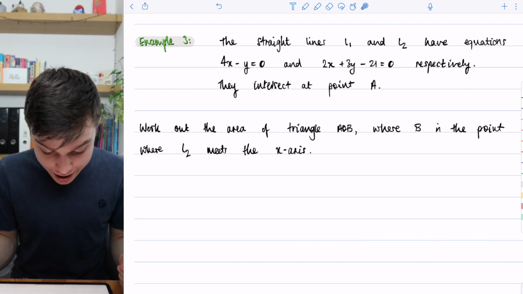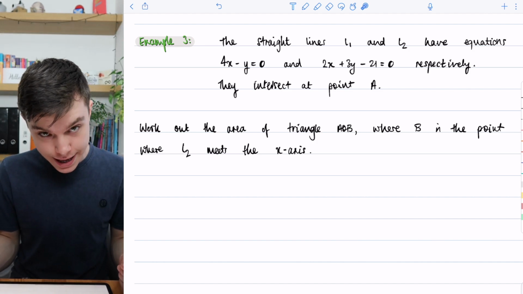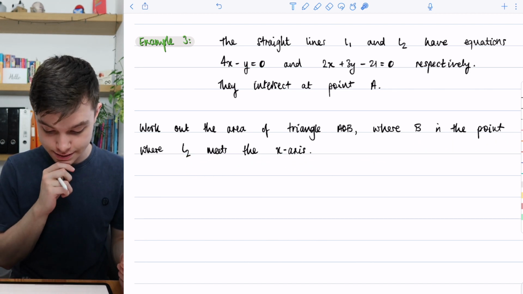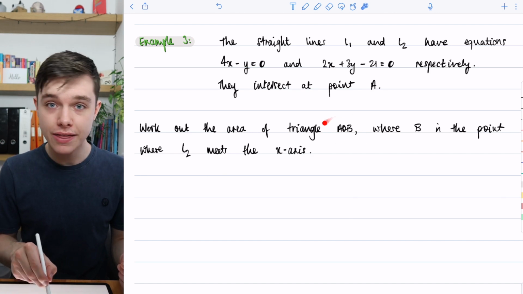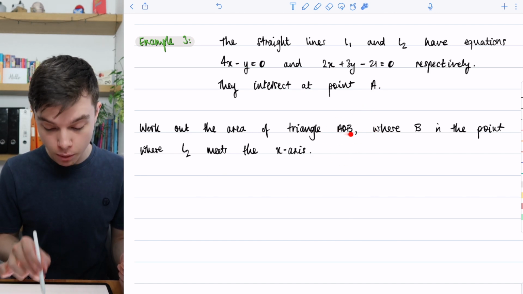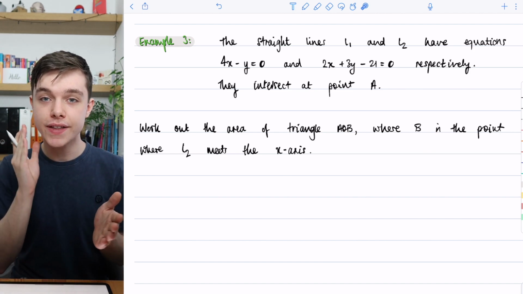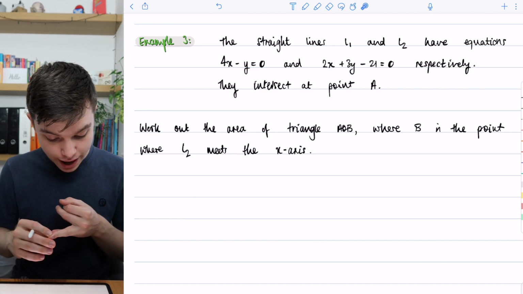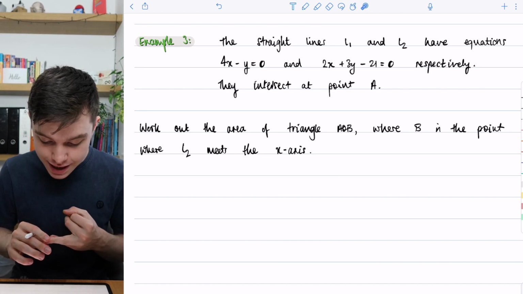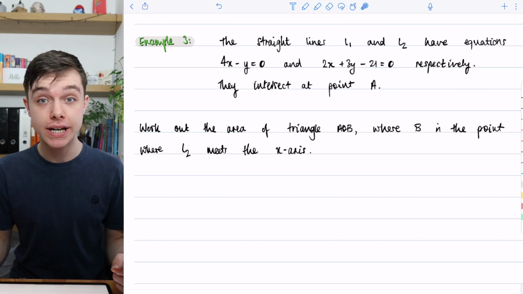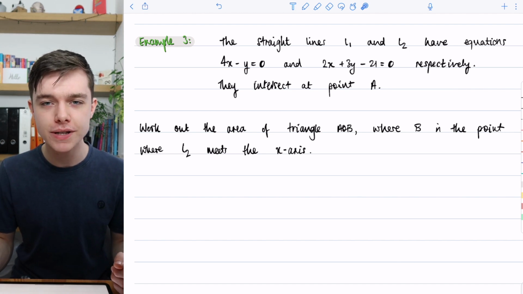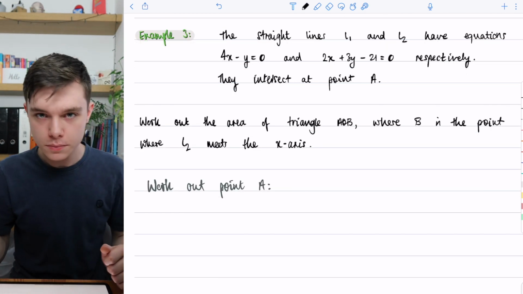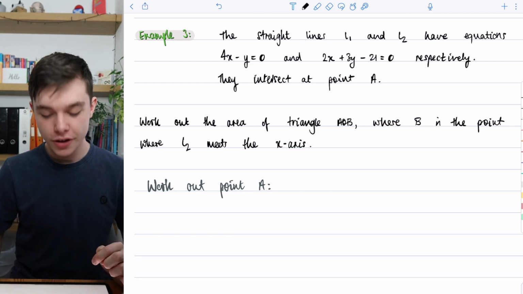We want to work out the area of triangle AOB, where B is the point where L2 meets the x-axis. Whenever you see a question like this, with AOB, O is always the origin. So we know what point A is, that's the intersection point. B is where L2 meets the x-axis, and O is the origin at 0, 0. So pause and have a go if you want to, and then, like always, we'll work through the answer. Okay, let's see if you've got the correct answer.